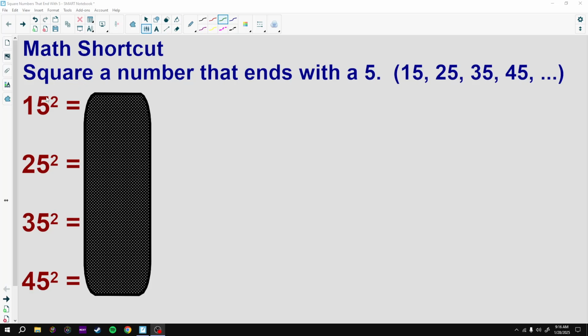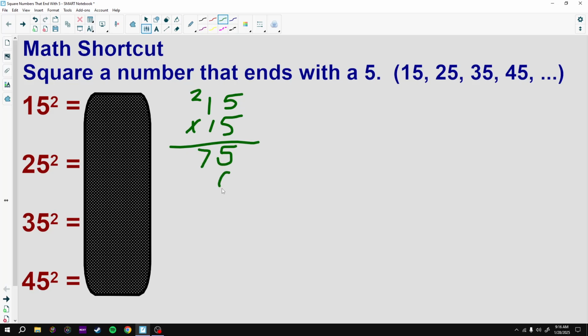So 15 squared. Now, if you recall, squaring a number means you're multiplying two 15s together. So let's give that a try. So get my pen. So we have 15 times 15. So here's the work involved normally. 5 times 5, 25. 5 times 1 is 5, plus 2 more is 7.